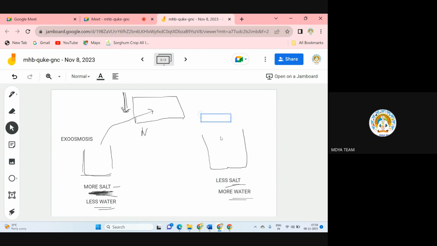And this condition is known as endosmosis. So endosmosis means our cell and tissue will absorb water because it is having more concentration as compared to salt, and it will lead to heaviness, and this will lead to dryness.